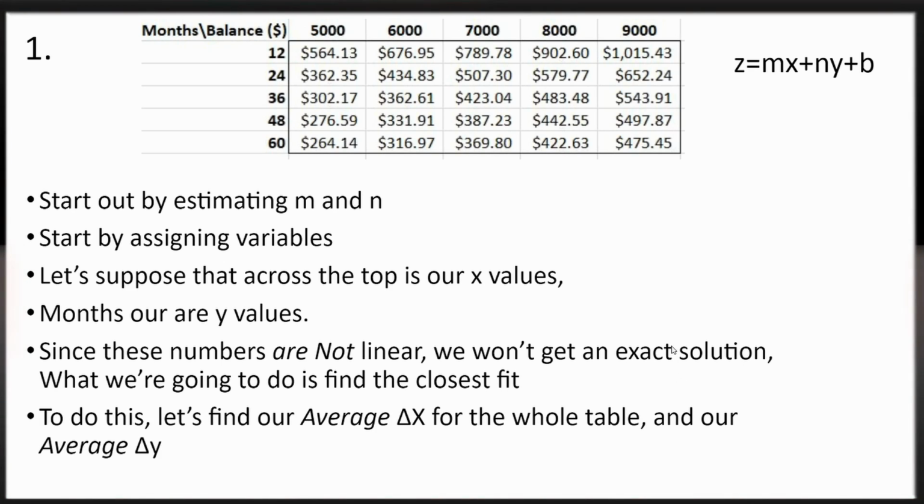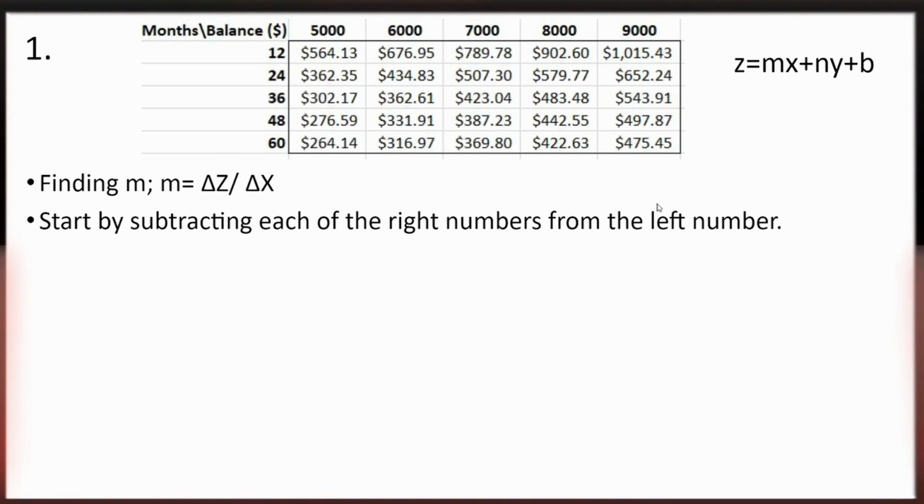So to do this, let's find our average change in x for the whole table and our average change in y for the whole table. We're going to start by finding our m, which is our change in x, the slope in the x direction. We're going to start by subtracting each of the right numbers from the left numbers. So we subtract the 9,000 from the 8,000, the change in x, and for the change in z, we subtract that 1,000 from that 900. And we're going to do that for each row.